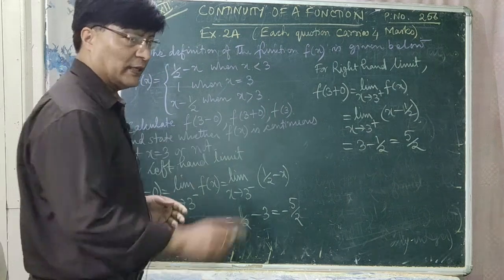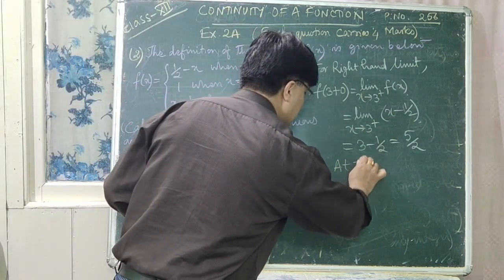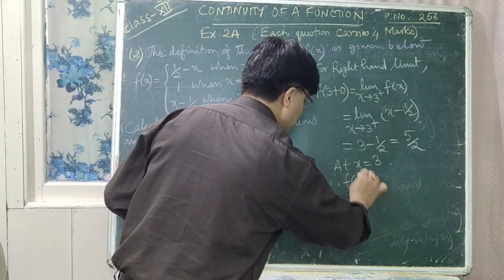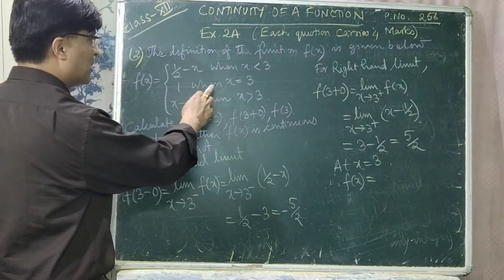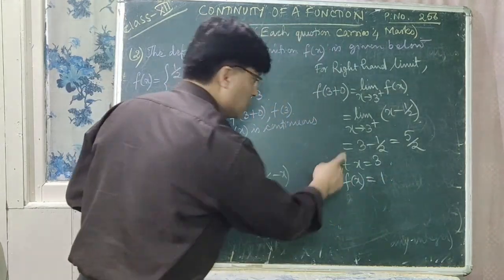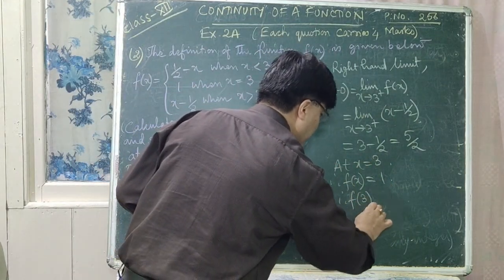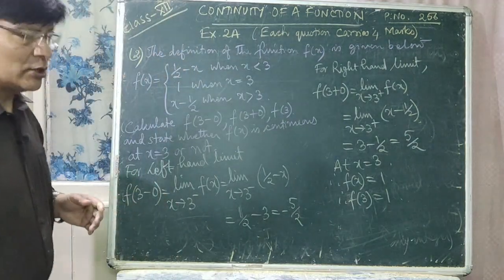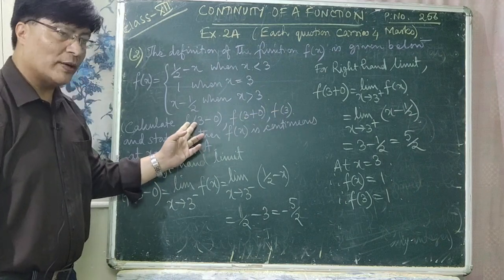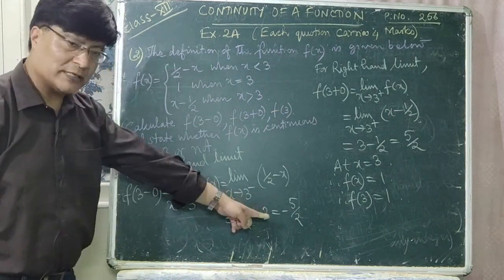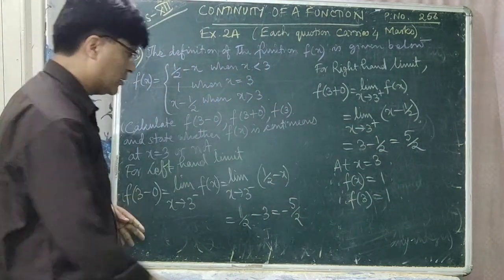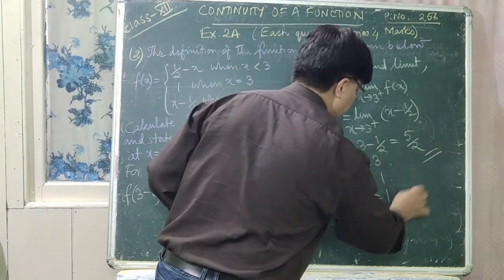Now you should get f of 3. f of 3 means at x exactly equal to 3. What is the value for f of x when x is exactly equal to 3? When x is exactly equal to 3, f of x is equal to 1. So f of 3 is equal to 1. So we have got all the values of the left hand limit, right hand limit, and f of 3. That means we have got f of 3 minus 0 as minus 5 by 2, f of 3 plus 0 as 5 by 2, and f of 3 as 1.